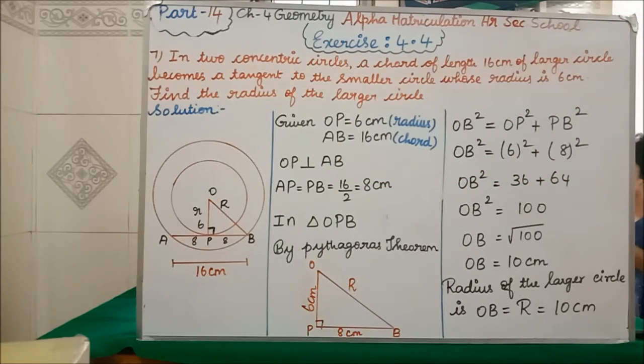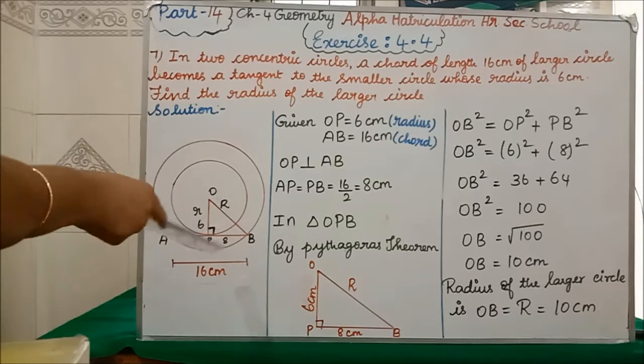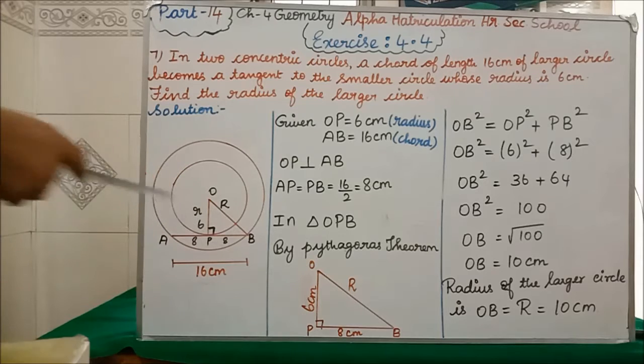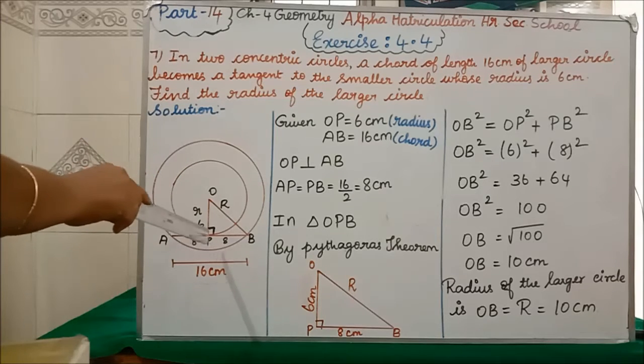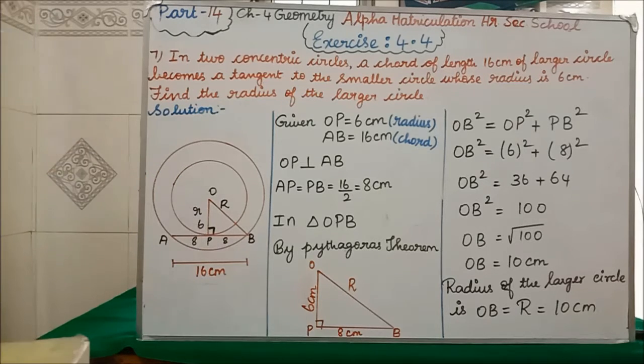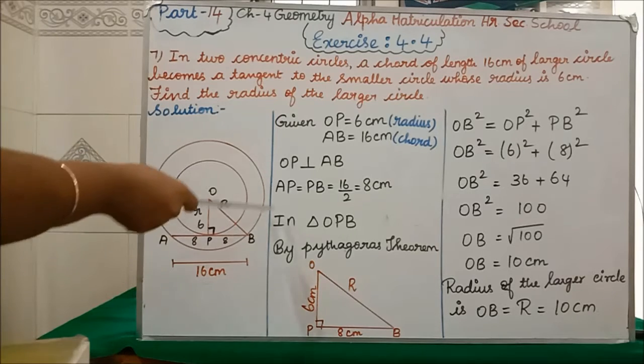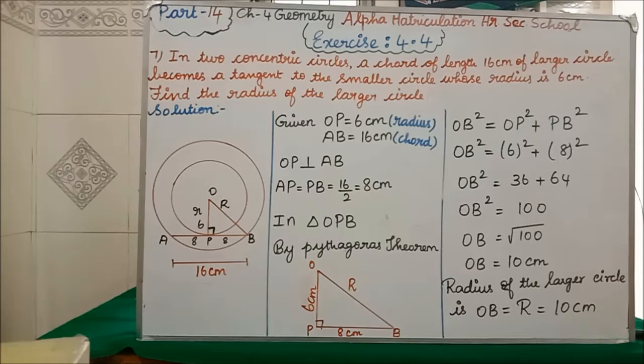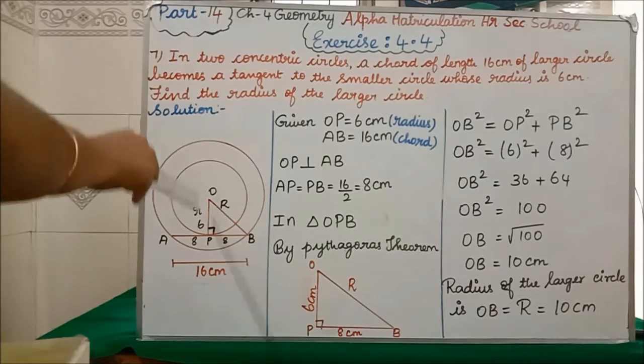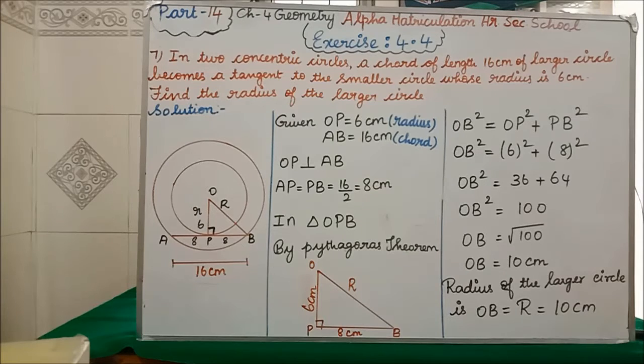Those two things they have given in the question itself. Now, you see, OP is the radius, AB is the tangent line. So, the radius is touching the tangent line, then both are what? Perpendicular. So, I have written OP is perpendicular to AB. Clear?